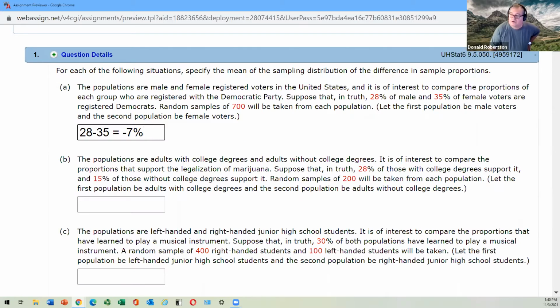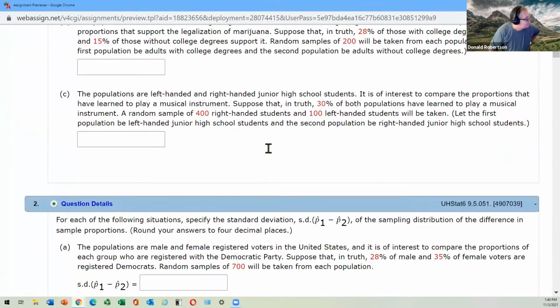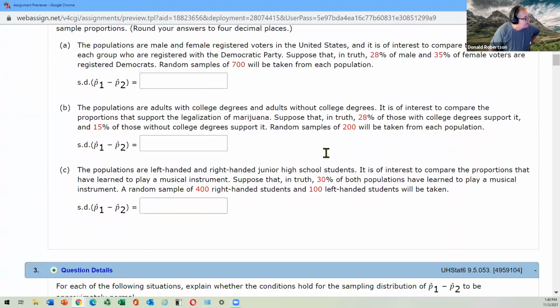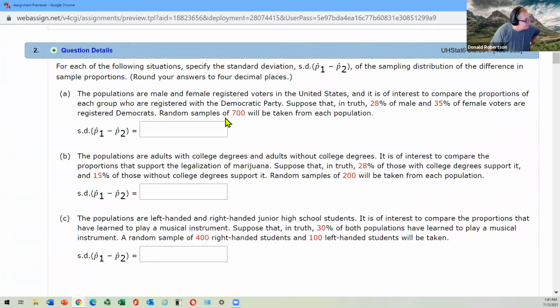It's actually not a lot of work to be done in that one, and the other two are very similar. Now, in question 2, you are given P1 hat and P2 hat, and both samples are 700. Isn't this just going to be practice at getting the standard error? So you're going to do the square root of P1 hat, P2 hat, all that stuff, right?